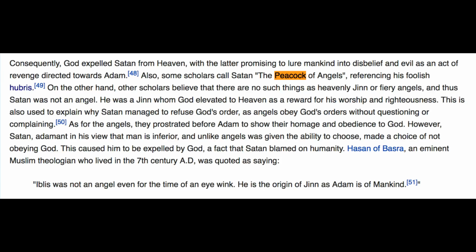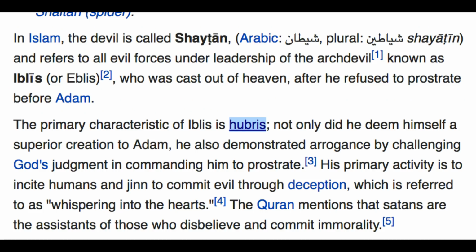Hassan of Basra, an eminent Muslim theologian who lived in the 7th century AD, was quoted as saying, "Iblis was not an angel, even for the time of an eye wink. He is the origin of jinn, as Adam is of mankind." Continuing, it says, in Islam the devil again is called Shaitan, and refers to all evil forces under the leadership of the arch-devil known as Iblis, or the Ibis/Thoth.